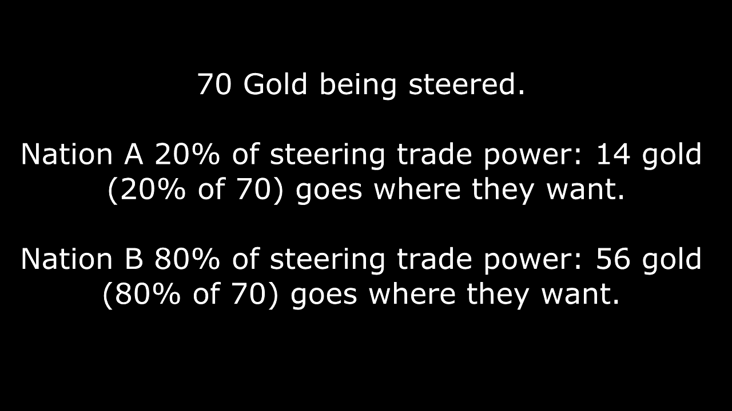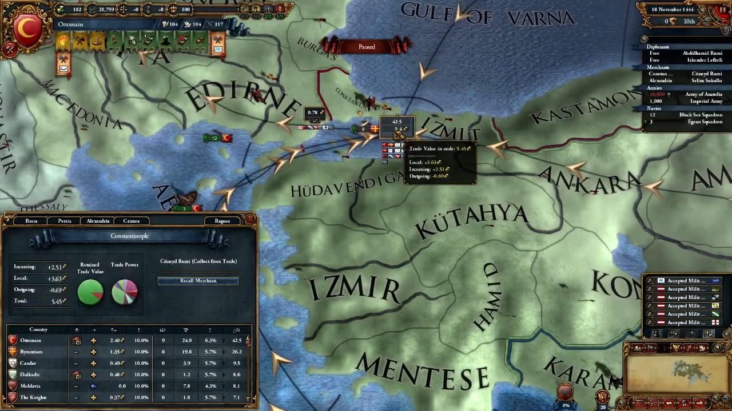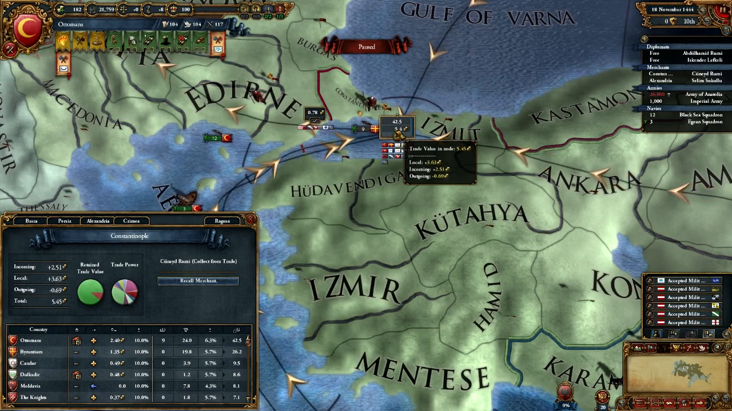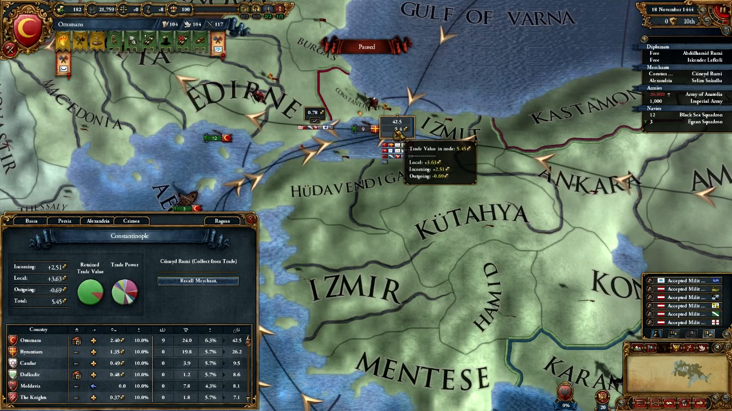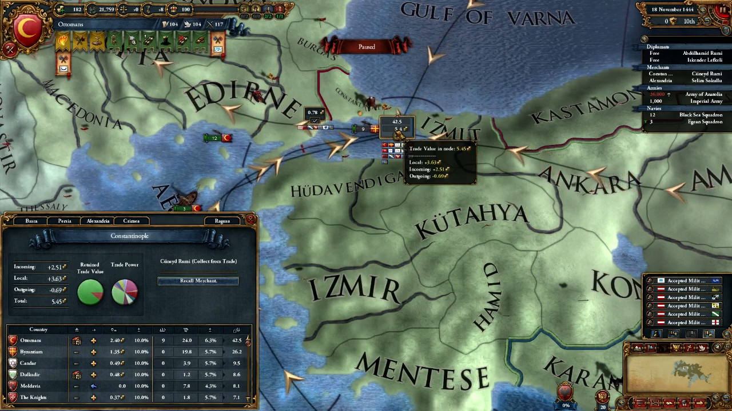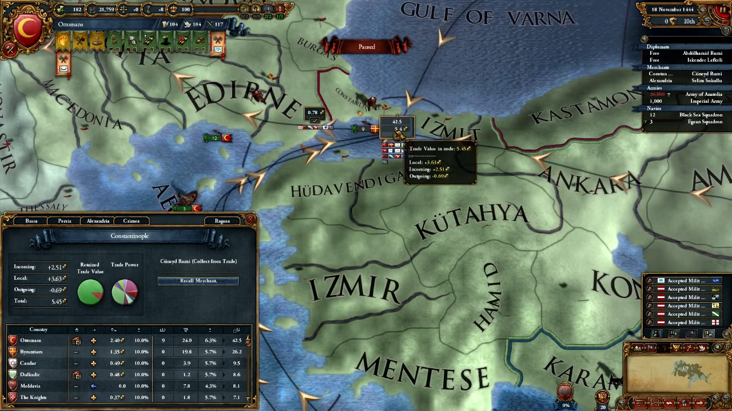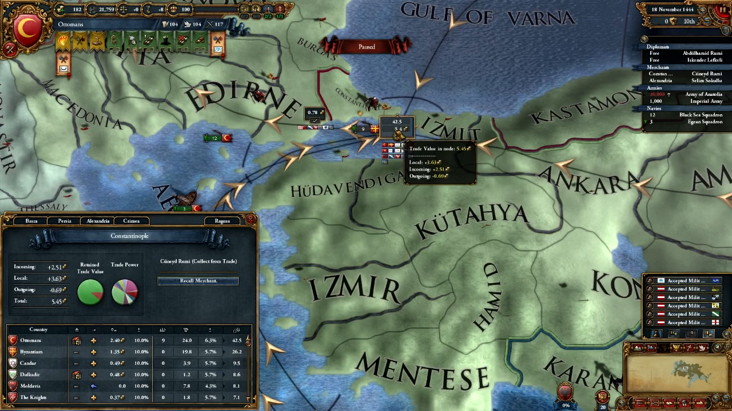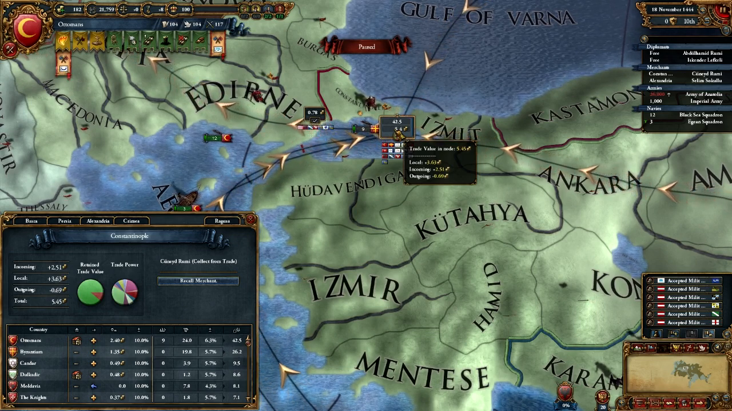Now, this means that if there are already a large number of merchants moving gold in the direction that you want it to go, it might not be worth sending a merchant to steer trade at all unless you'd be able to add a significant amount of percentage points to the trade power wanting the gold moved. In short, under that situation, you wouldn't be sending the merchant to actually steer the trade because all the trade is already being steered in that direction. You'd be doing it to improve the amount of gold being steered.